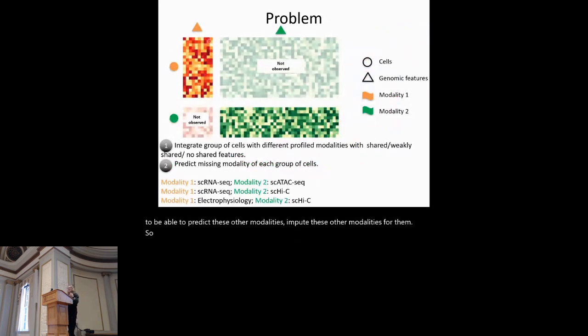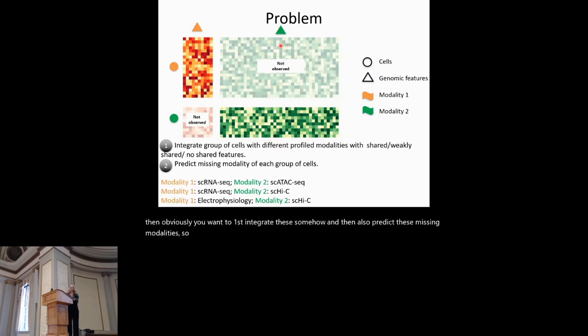So more explicitly, the problem is you are given a group of cells with certain modality. This is maybe RNA, ATAC, and then another group of cells with another type of modality. And then obviously you want to first integrate these somehow, and then also predict these missing modalities.